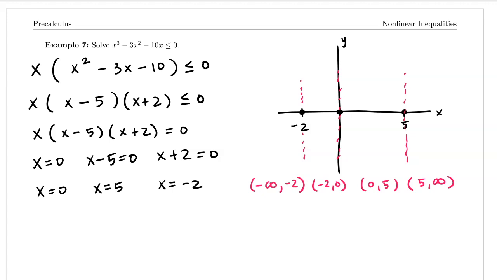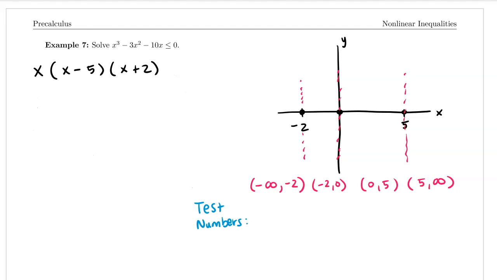So I've gone ahead and cleaned up the screen a bit, and I've left the original cubic that we've put in factored form. Now I want to choose test numbers that fall into each of these 4 subintervals. For the first subinterval, I'm going to use a test number of x equals -3. In the next one, I'm going to use x equals -1, x equals +1, and x equals +6.